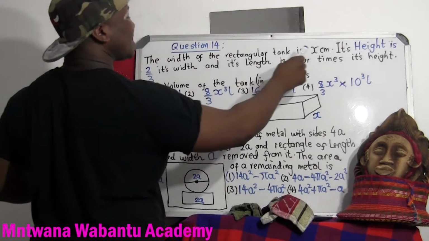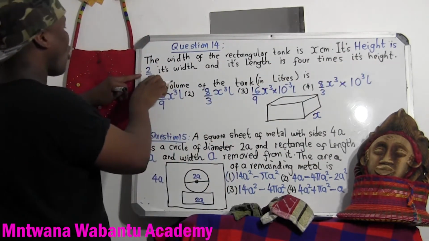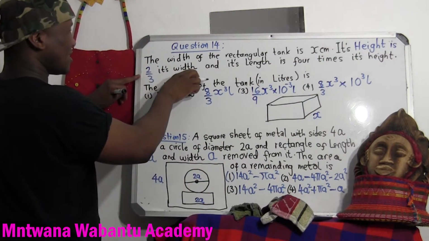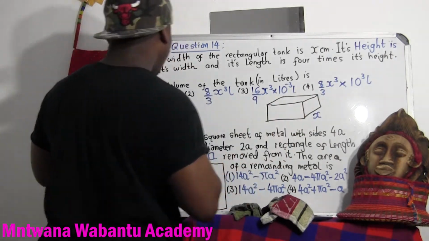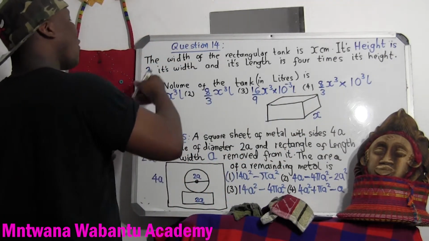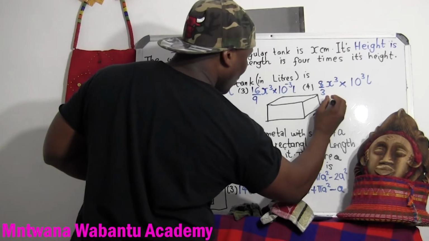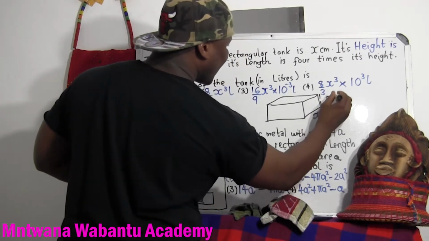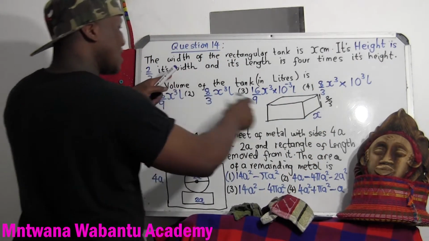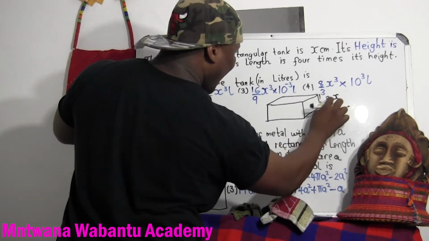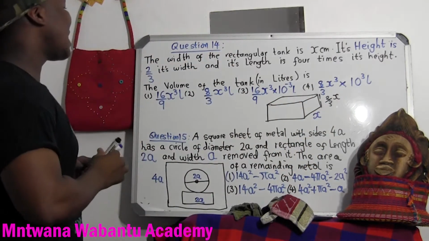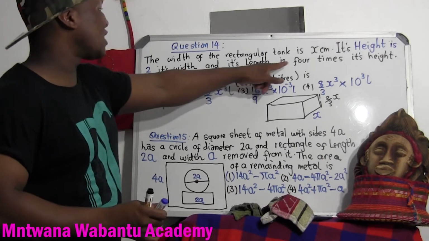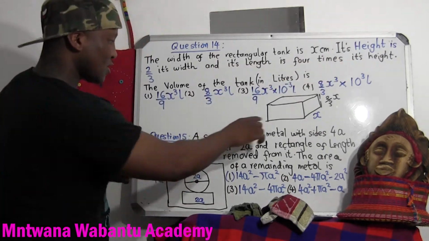And then its height equals 2/3 of its width. So the height is 2/3 of its width. 2/3 of the width means multiplied by the width, so the height is 2/3x. Now they say its length is 4 times its height. So this is the length here.